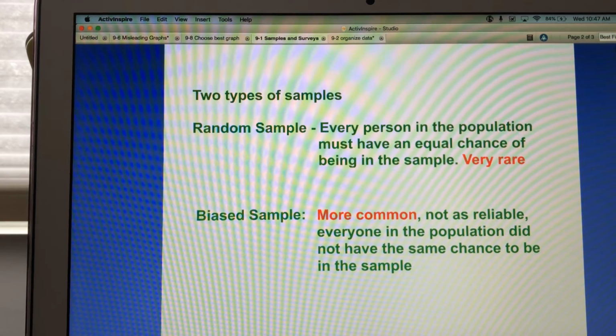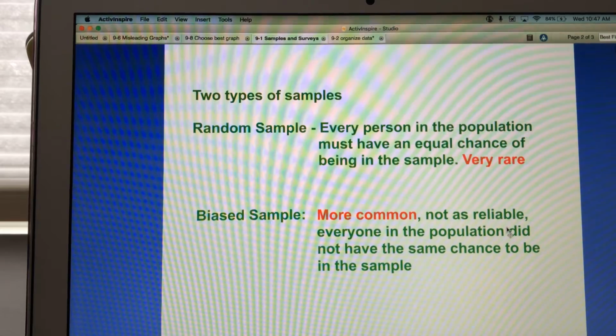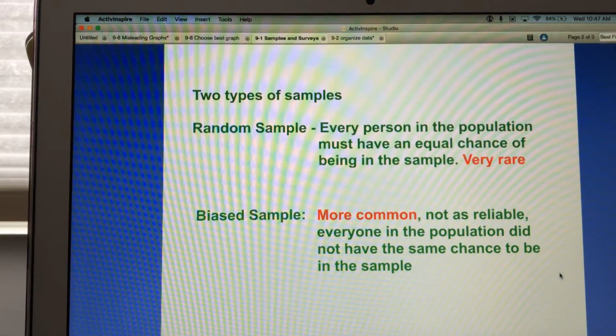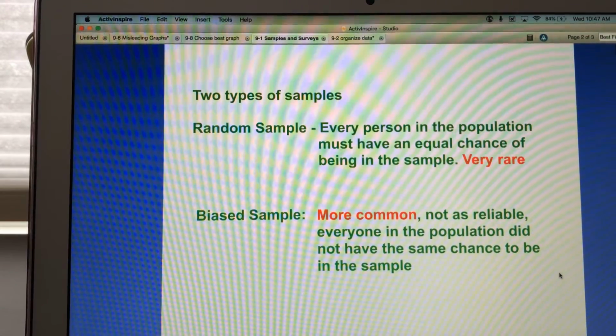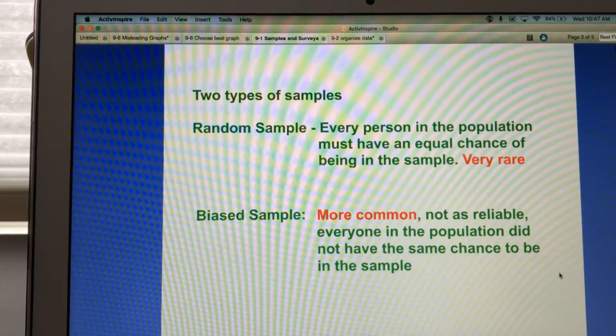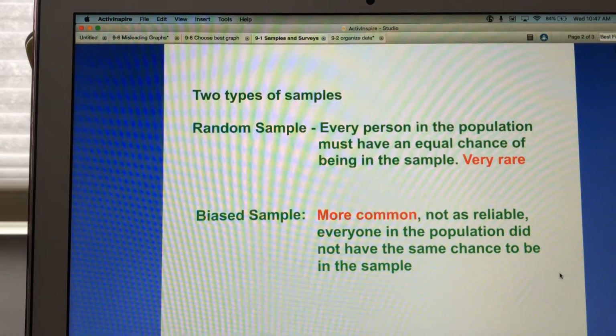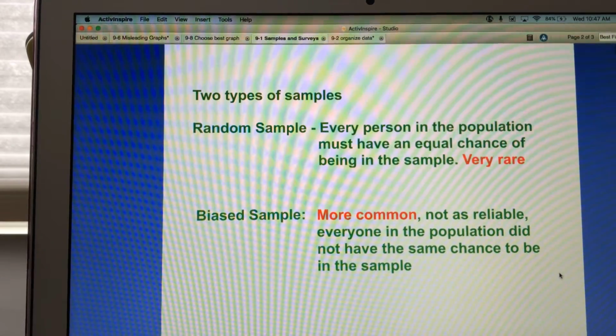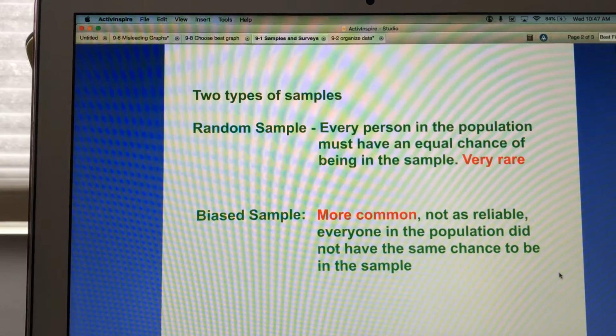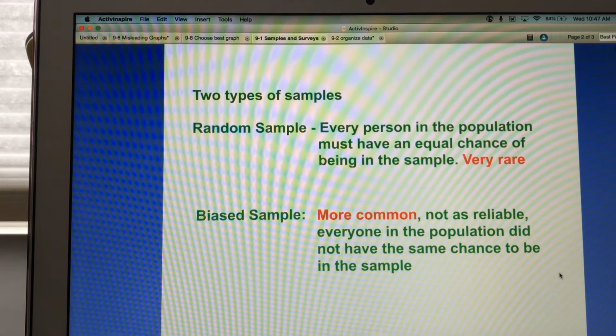And although we talked about the word bias having a negative connotation, as you learned in language arts, it doesn't mean negative in the world of math. It's absolutely the most common. It is not as reliable. Everyone in the population did not have the same chance to be in the sample, but it is absolutely realistic. You can have a biased sample and you can have good data that is worthy of documenting.